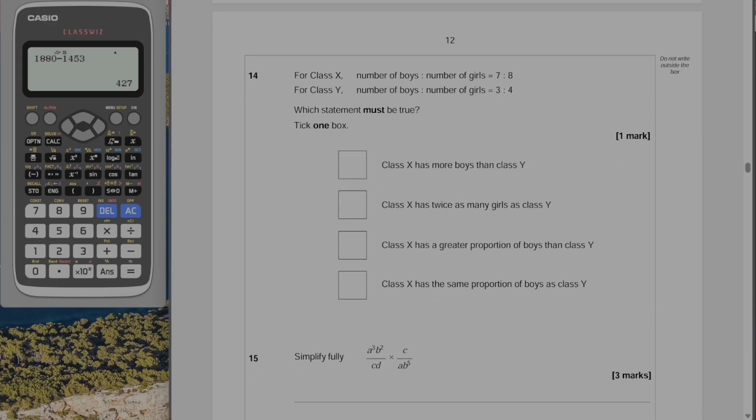Right, question 14. For class X, the number of boys to the number of girls is 7 to 8. For class Y, the number of boys to the number of girls is 3 to 4. Which of the statements must be true?